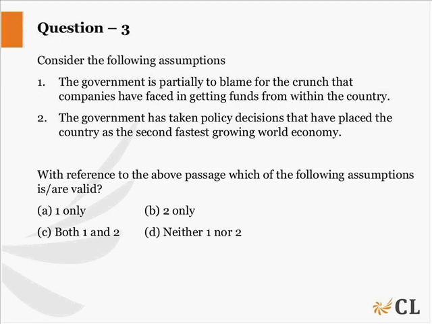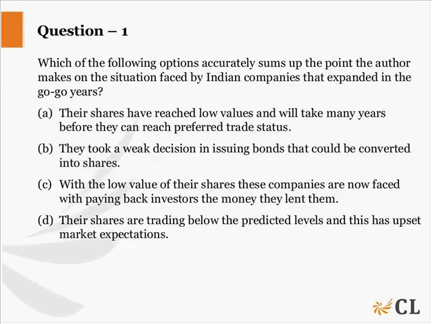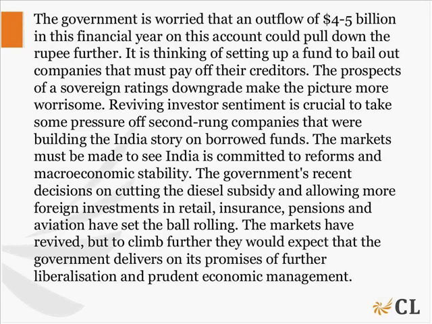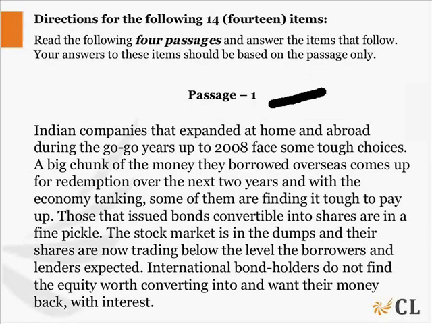But as we begin the passage here, the government is worried that an outflow of, no wait, yeah, Indian companies that have expanded at home and abroad during the go-go years of 2008 faced some tough choices. A big chunk of money they borrowed overseas comes up for redemption over the next 2 years, and with the economy tanking, some of them are finding it tough to pay up. Yes, all of these things are happening. Now why are these happening? Because the Indian companies expanded at home and abroad, and a big chunk of money they borrowed overseas now needs to be redeemed, fine. So who is to blame for this? The first part is the companies.